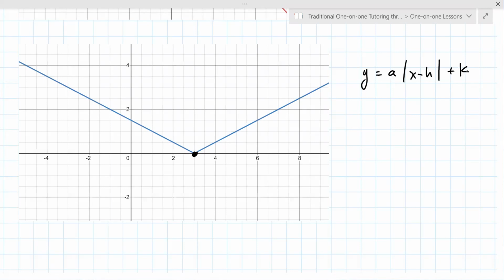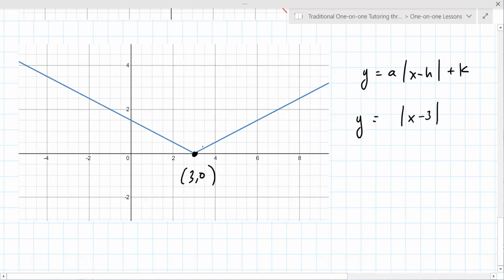So would it just be x minus 3 in the brackets? Yes. What is k? 0. That's right. So you don't even need to write it. Now, what is the slope here? And be very careful here. Don't just blurt it out. Really make sure you got it down.